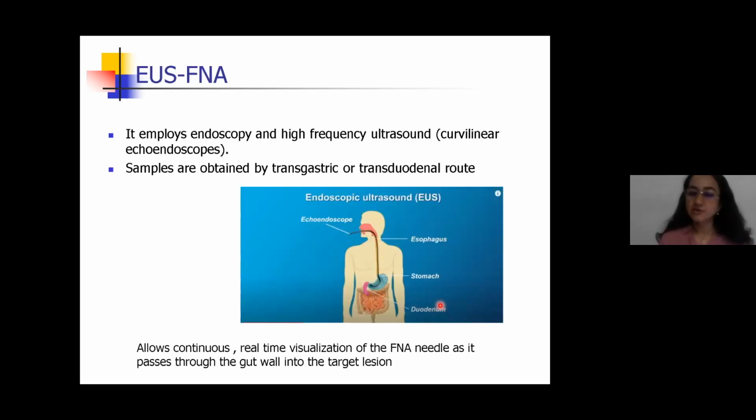It uses the endoscope and high-frequency ultrasound, that is the echoendoscope. The echoendoscope is passed through the oral route into the stomach and then into the duodenum. And through this transgastric or transduodenal route, the sample is obtained from the surrounding intra-abdominal organs. It allows continuous real-time visualization of the FNA needle as it passes through the gut wall into the target lesion.